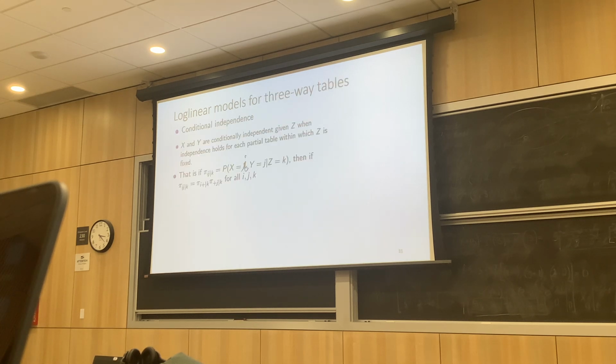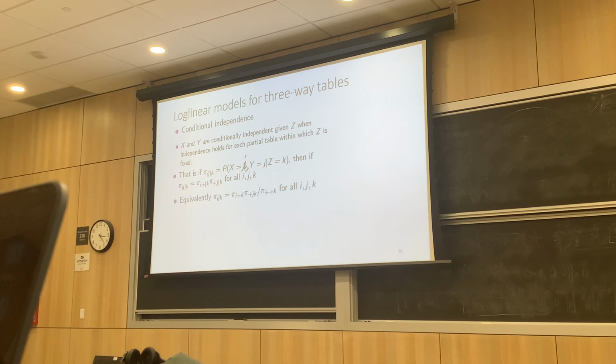The next is conditional independence. Conditional independence means that the conditional probability of i and j given any level of z, we should be able to write as the marginal conditional probability for i, conditional again on the same condition, and the marginal conditional probability for j, for y equals j, at the same level of k. This is the definition.